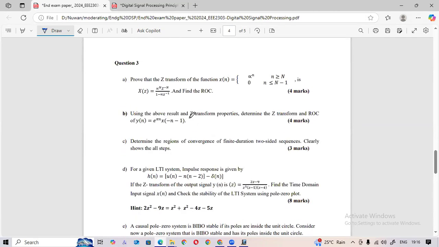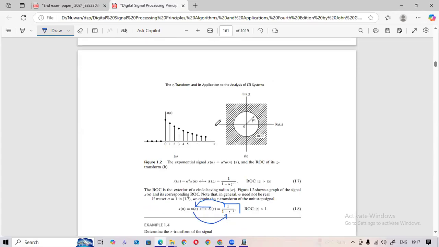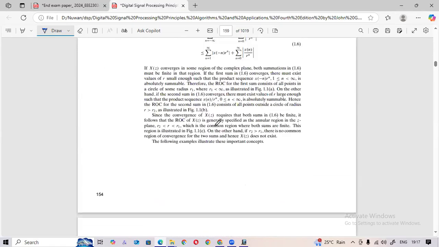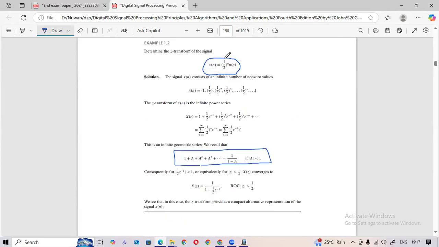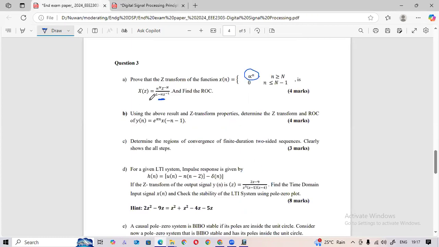If you consider this one, you can very easily show this. If you see the books, you can see the examples. For example, it is like this. This example is actually identical to this example. So if you just see this example, this is not much difficult. I think in the recordings I have also done this, so you can directly find this one.